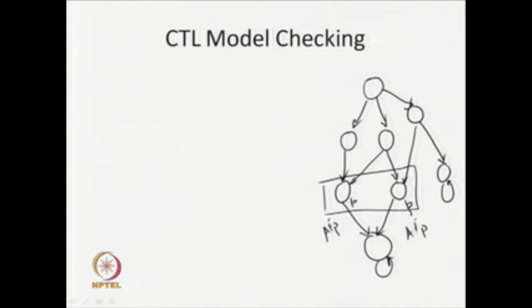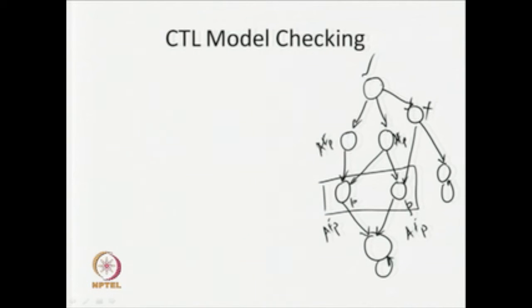Now, we are going to perform the backward traversal algorithm. In this particular case, all the transitions are coming to this particular subset X. So, AFP will be true over here, and AFP will be true over here. Then if I look at this one, AFP is true for two states, but for this state AFP is not true. So, this state will not be included.